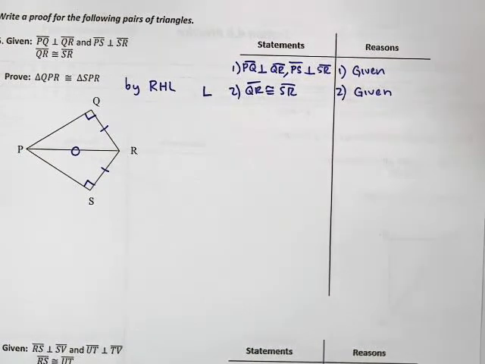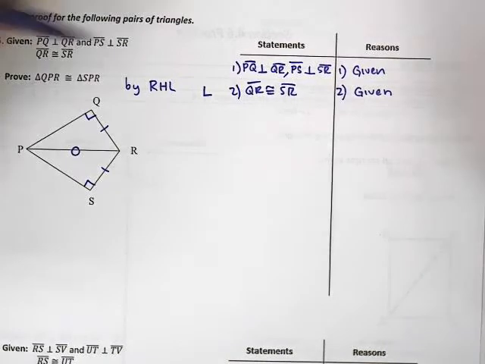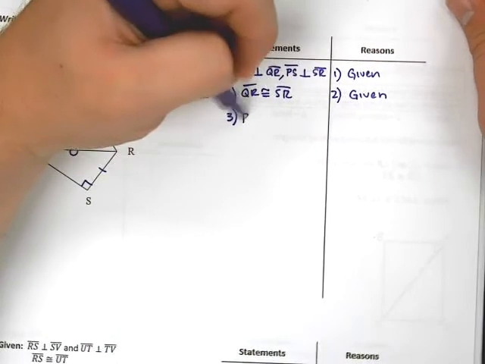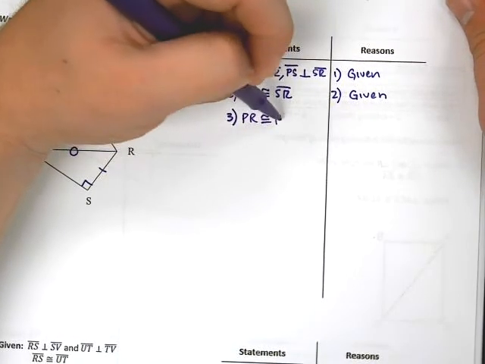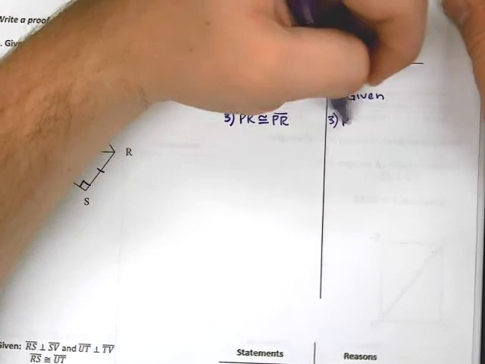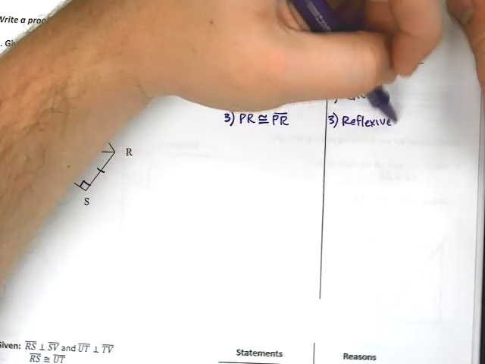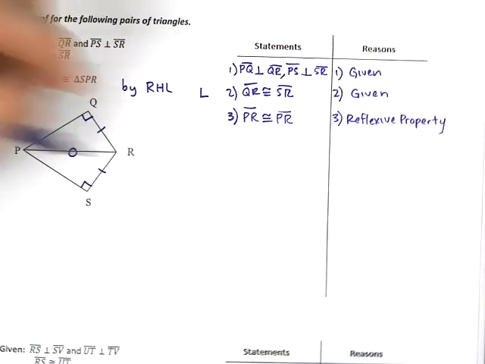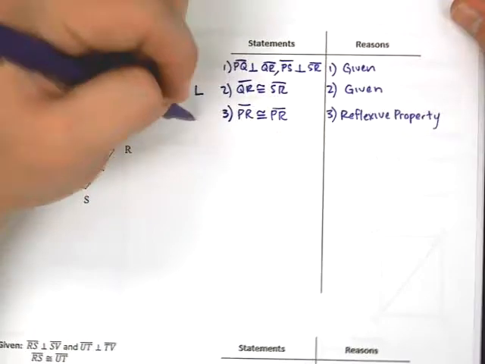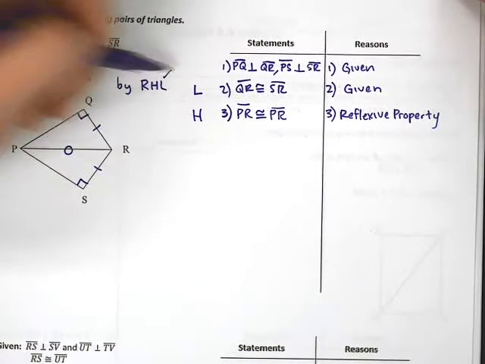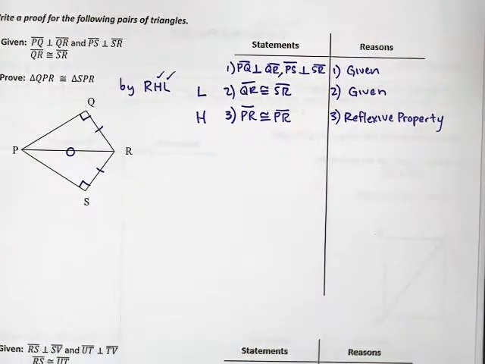All right. Now, we need to get an R. We need to get an H. I would say the H is going to be easiest, so I'm going to do that one next. Where's the H? Oh, it's right there. Okay. PR is congruent to PR, and we know why. Reflexive property. Okay. That is my hypotenuse. So now I have my H done. So now I know my L is done, my H is done. I just need to get right triangles.